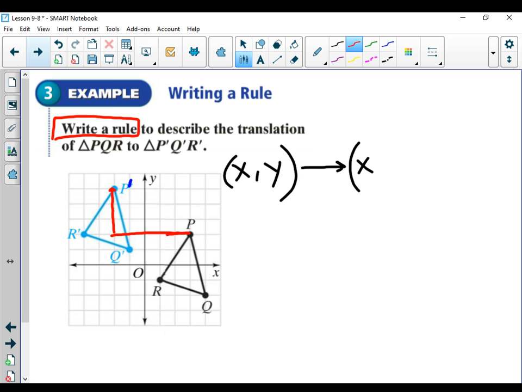mathematically. So what happened to all of the X numbers? How could I say left very mathematically? Negative or minus 5. So this is the rule for this particular translation. All of the X's slid left, which is minus or negative 5 boxes. So now my Y, what am I going to box my Y number to? How could I write up mathematically?